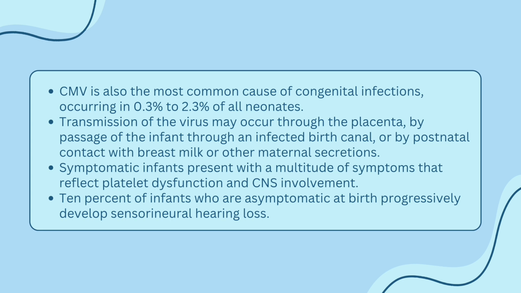CMV is also the most common cause of congenital infections, occurring in 0.3% to 2.3% of all neonates. Transmission of the virus may occur through the placenta, by passage of the infant through an infected birth canal, or by postnatal contact with breast milk or other maternal secretions. Symptomatic infants present with a multitude of symptoms that reflect platelet dysfunction and CNS involvement. And the 10% of infants who are asymptomatic at birth progressively develop sensorineural hearing loss.